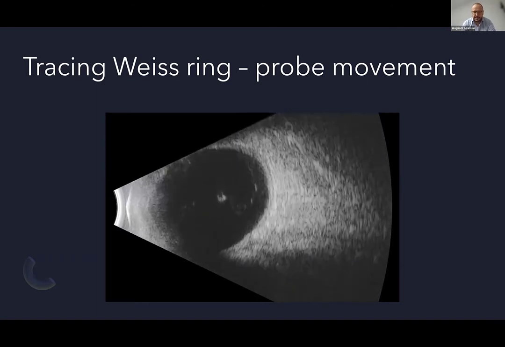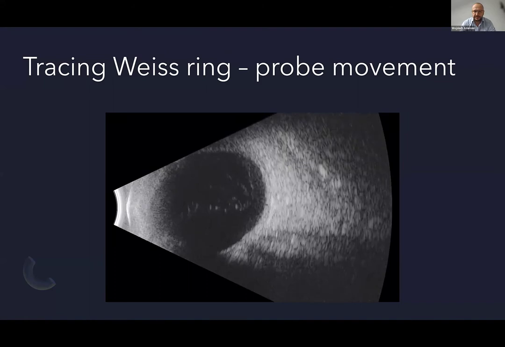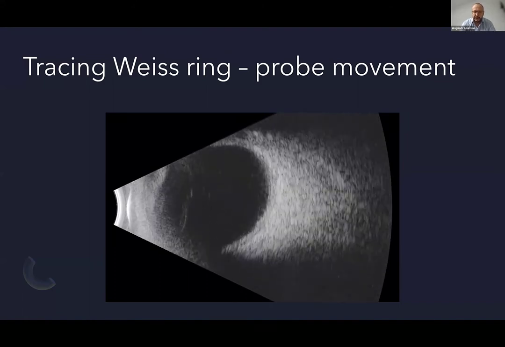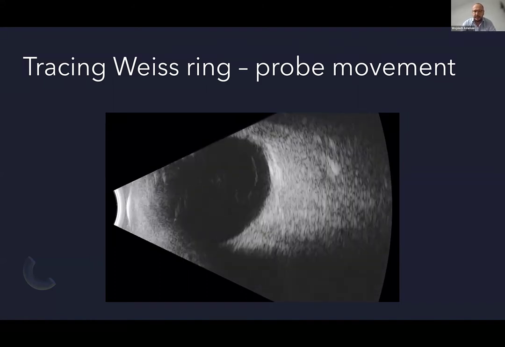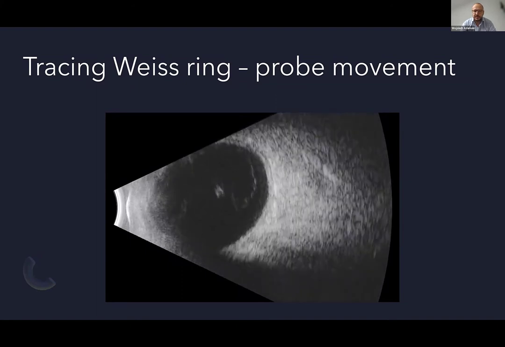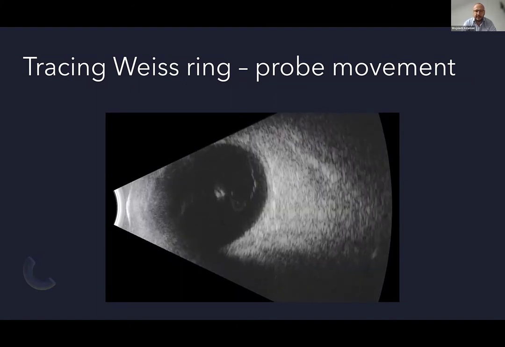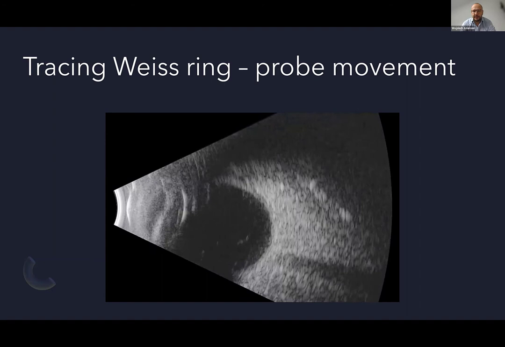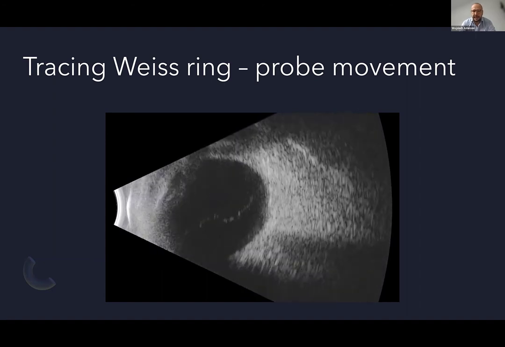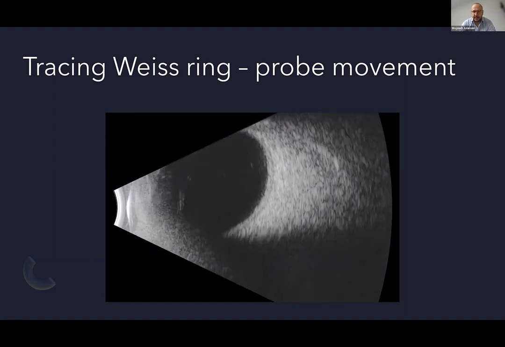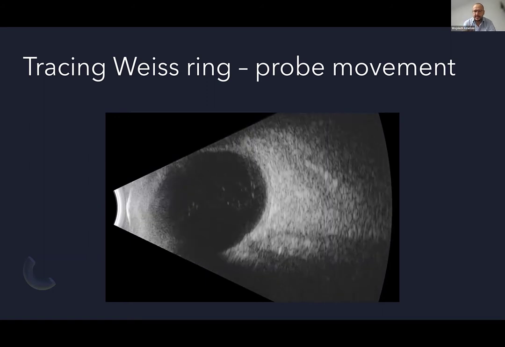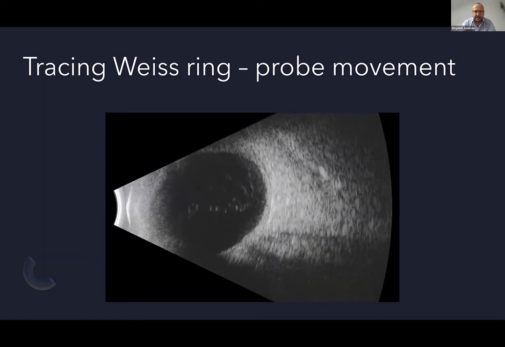So I hope you can see the movie playing more or less smoothly, but in case you don't really see it fluently, here we've got an eye with a complete posterior vitreous detachment and with a quite nicely visualized Weiss ring in the middle.